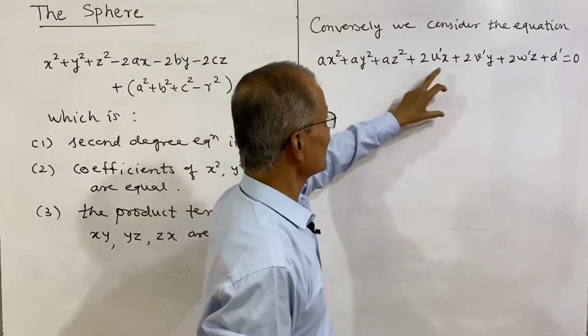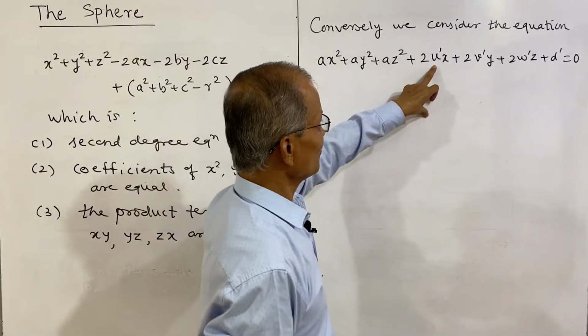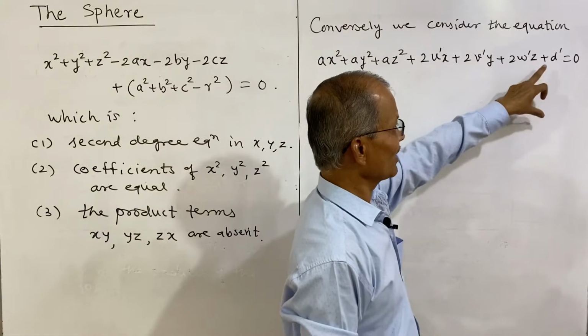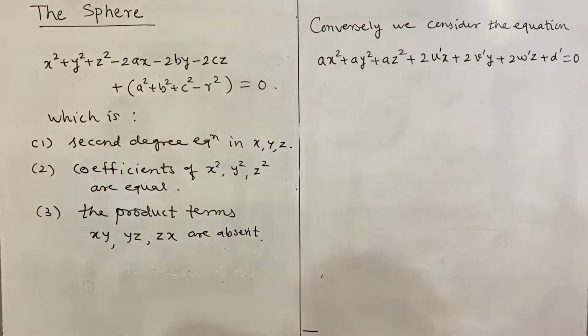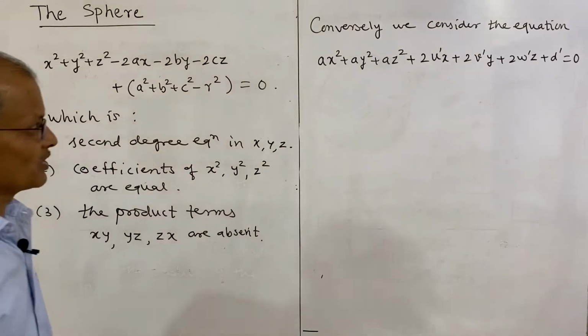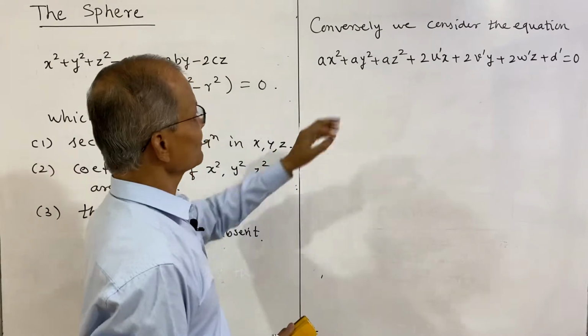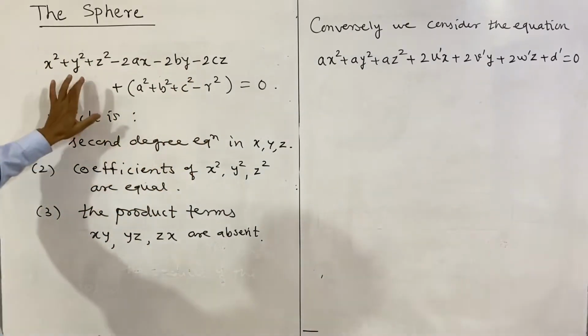We have taken the coefficients as 2u', 2v', 2w', and the constant we have taken as d' or d dash. So, this is the equation, and we shall show that this equation represents a sphere. And to get the equation of a sphere, we consider the equation in this form.